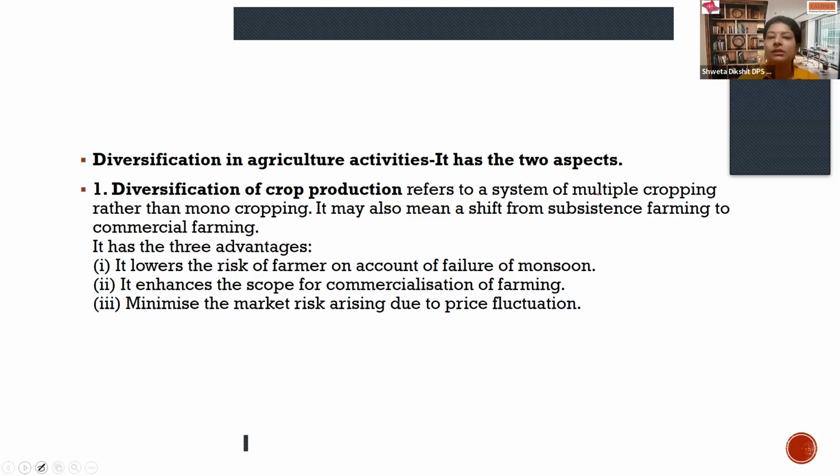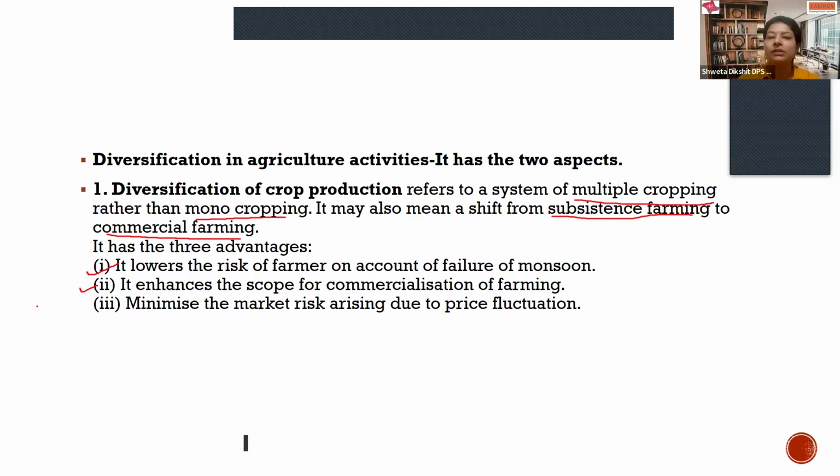This will give three advantages. The first, being secured from the insecurities of the monsoon. It also enhances the scope of commercialization of farming, which is more profitable. And it also minimizes the risk related to price fluctuations. Suppose one of the crops is fluctuating in its price, then the other can be the shelter.